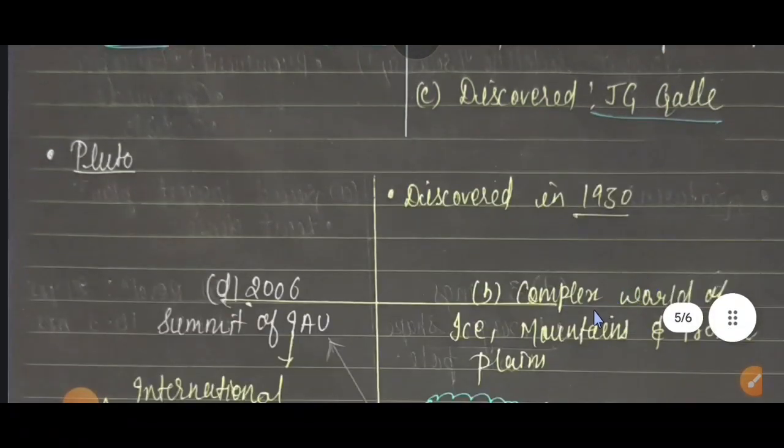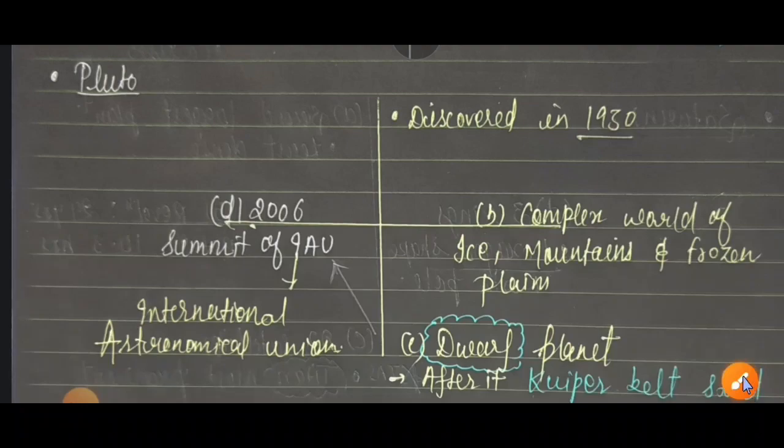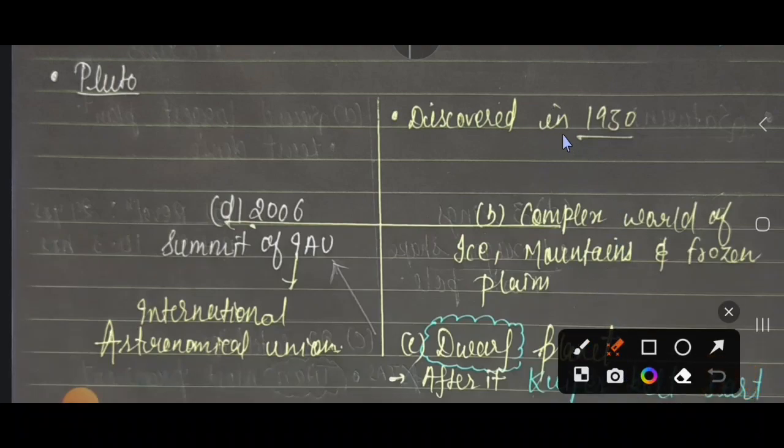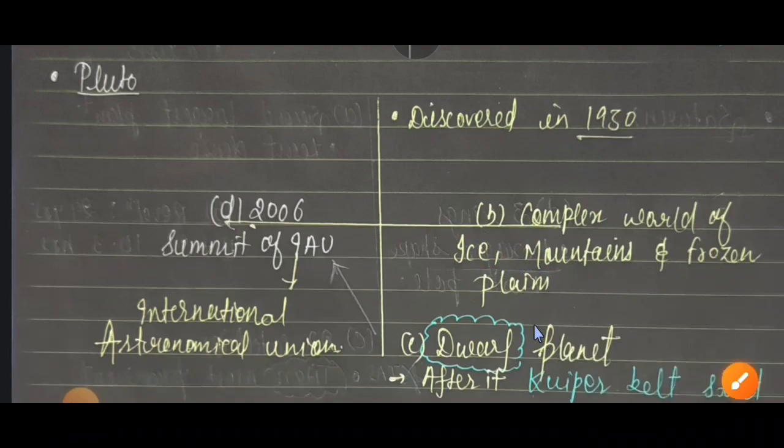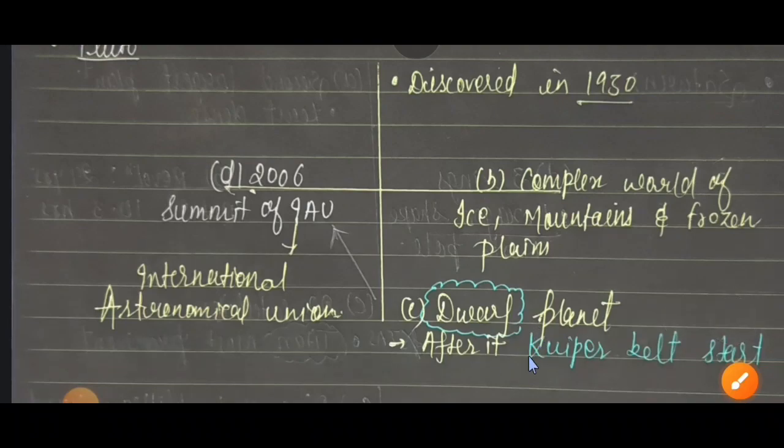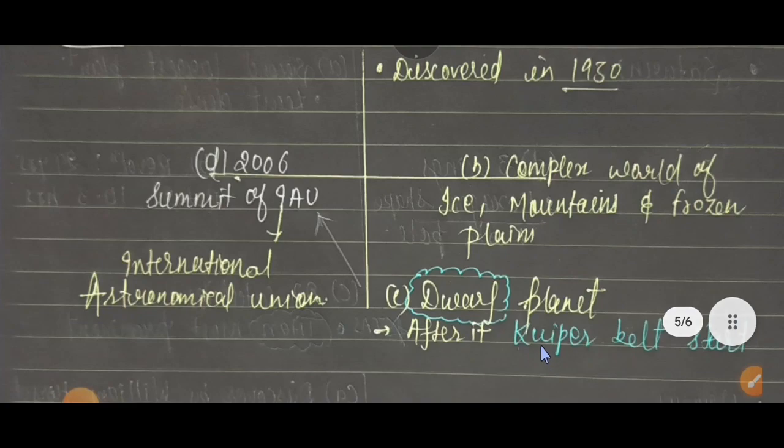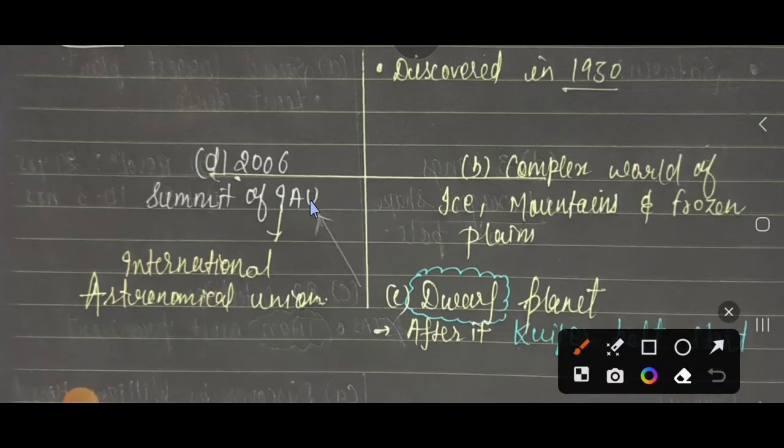Now let's study about Pluto. It was discovered in 1930, and it has a complex world of ice, mountains and frozen plains. It is considered a dwarf planet, as I already taught you. After Pluto's boundary, the region is called the Kuiper belt. In 2006 there was a summit of the IAU. IAU stands for International Astronomical Union. After the IAU summit, Pluto was considered a dwarf planet. So this is also a very important point.